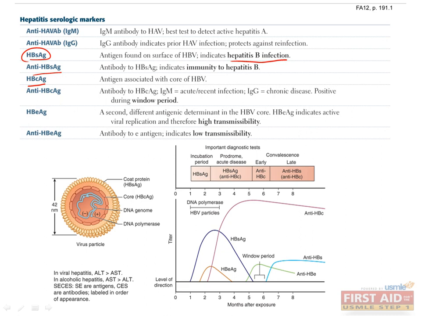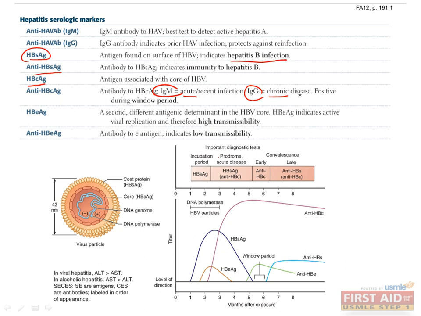What type of antibody would indicate a recent HBV infection? Right, as we already discussed, the presence of anti-hepatitis B core antigen IgM antibodies would indicate an acute infection. IgG antibodies, on the other hand, would indicate a chronic infection.